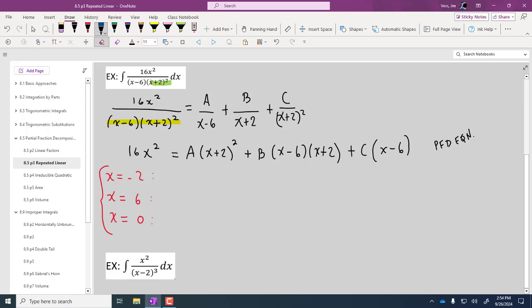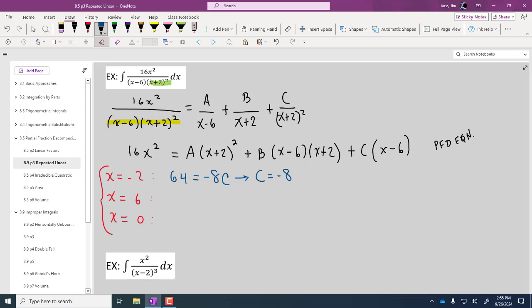And when we plug in -2 on the left, we get 64 equals. On the right, gone, gone. Negative 2 plus 2 is 0. 0 times anything is 0, so those two are gone. The only term left is there, which is negative 8c. That tells us that c is negative 8.